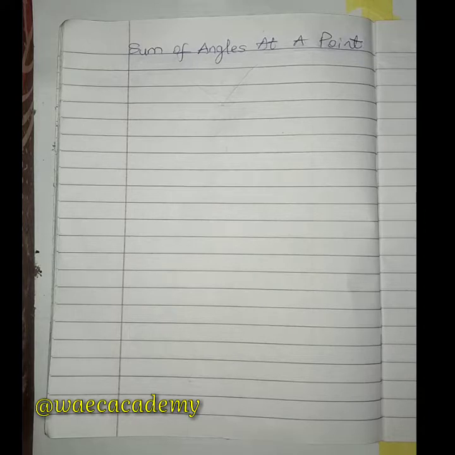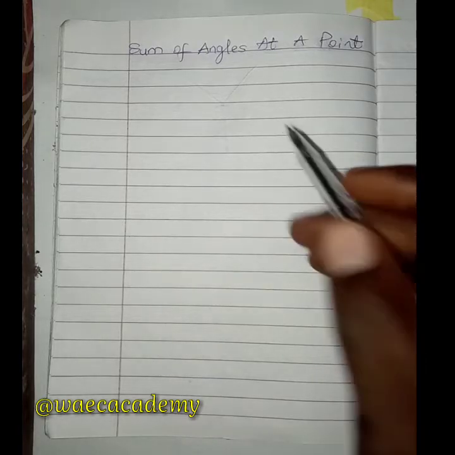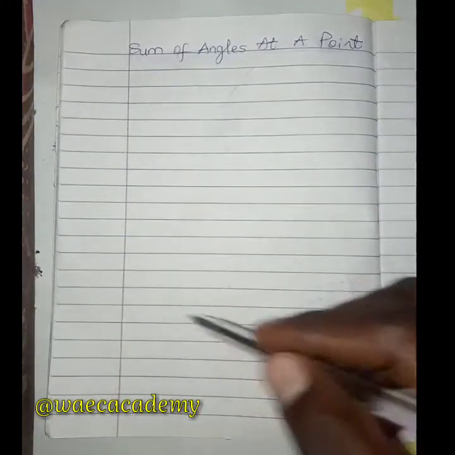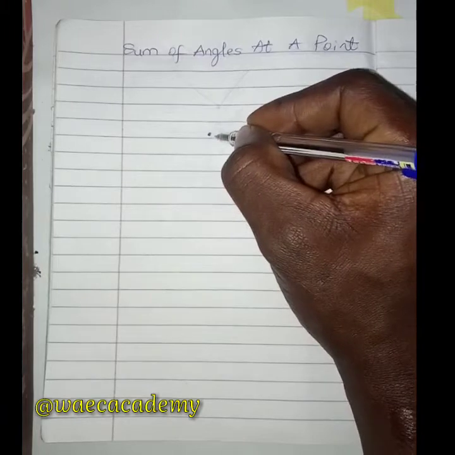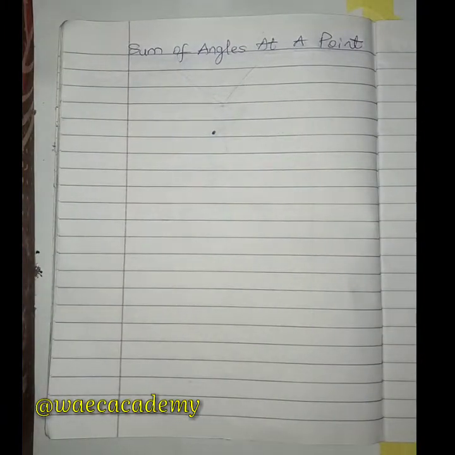Basically, sum of angles at a point is kind of like an extension of sum of angles in a circle. If you know the sum of angles in a circle, just peel away the circumference of the circle and you have just a single point in the middle. That's the center of the circle. So that's basically what this one is about. Let's try to draw a circle and see what I'm talking about.